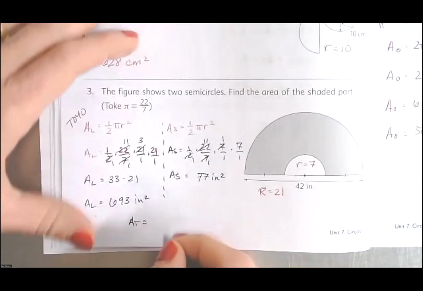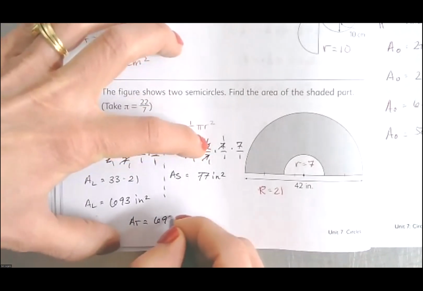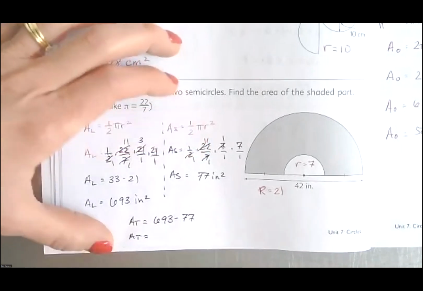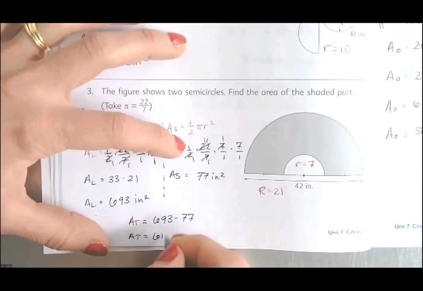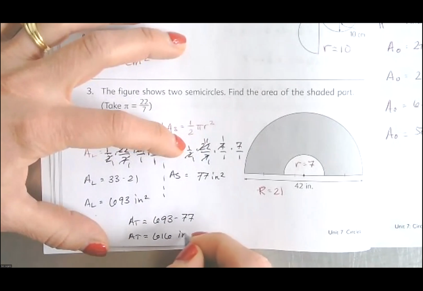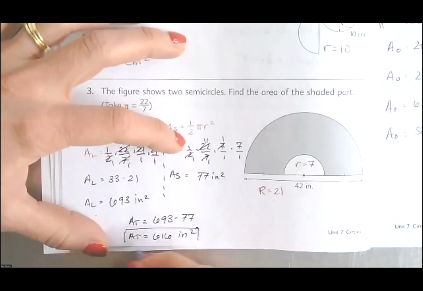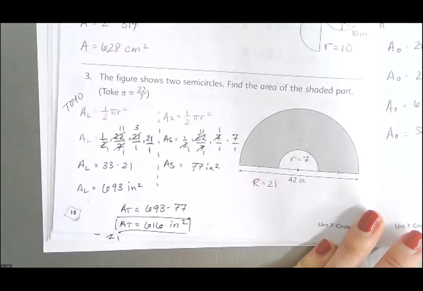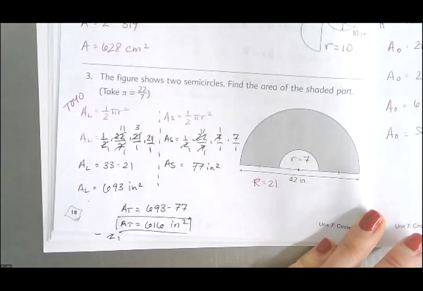Subtract 77 from 693. Nice job. So 693 minus 77, and you ended up with what for the total area? Yes, good job. 616 square inches. Okay, there's that one. All right, keep going on number 4. Keep going on number 4, guys.